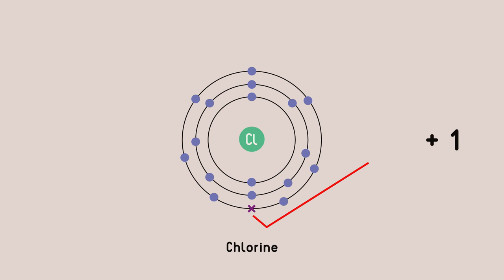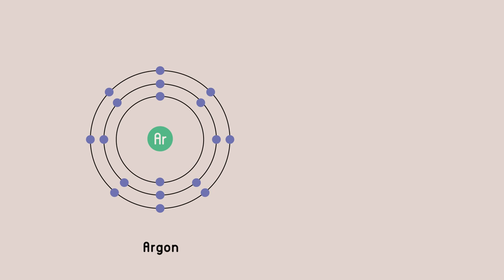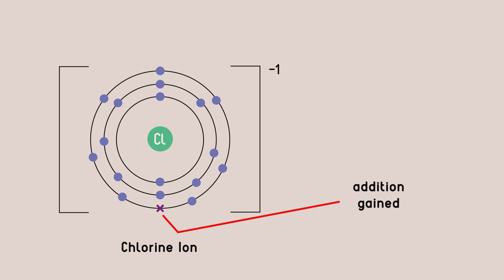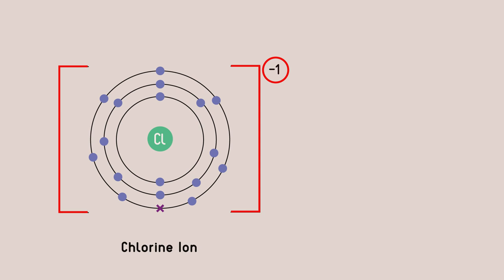Chlorine has space for only 1 electron to fill its outer shell. It now has the electronic configuration, the same number and arrangement of electrons, as argon, a noble gas, but it's charged because it has gained a negatively charged particle, the electron. We show this by putting square brackets around our ion and labelling the charge on the outside.